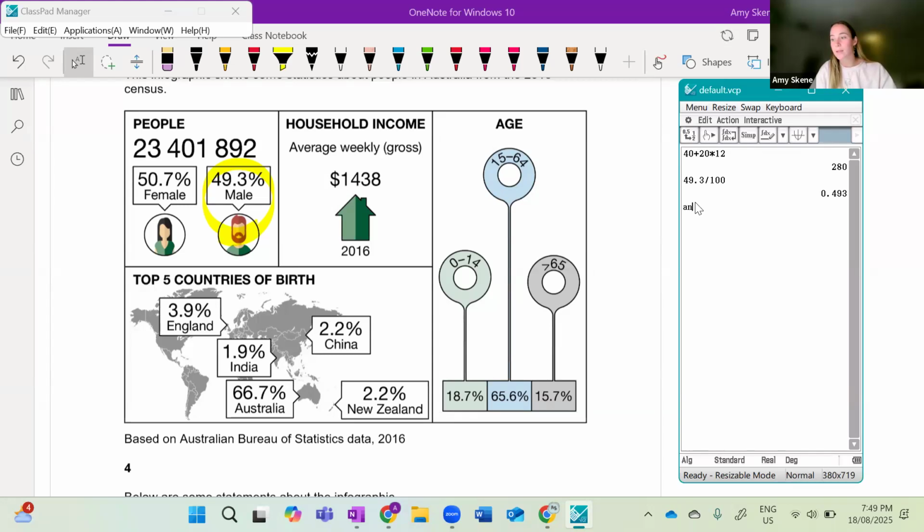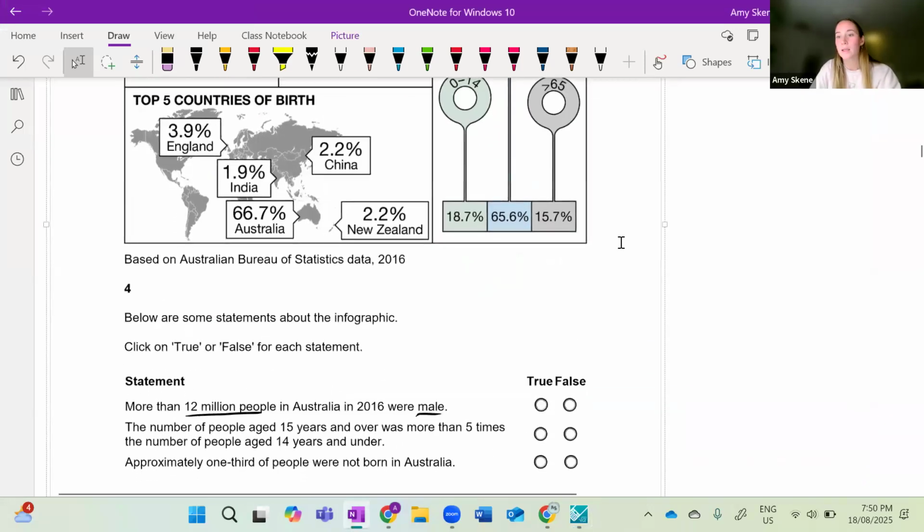You're then going to use that answer. So I can just write ANS, which means answer on this calculator. I can do ANS or I can drag down. You're going to have different formats of your calculator, so be it. And you're going to multiply that with the number of people, which is 23,401,892. And then you are left with a fraction, but I'm going to convert it to a decimal. You have 11,537,132. So it's less than 12 million and not over 12 million. So that one there is false. Let me just select that one.